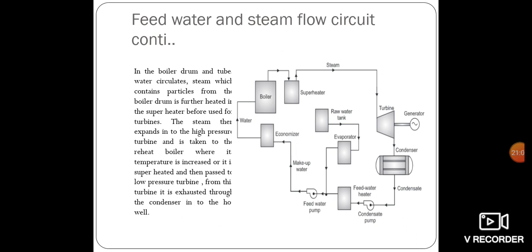Okay. So in the boiler drum, whenever the steam is generated, it is expanded in the steam turbine, and the energy is used to run or rotate the turbine. The remaining part of the steam which is generated is passed to the low pressure turbine. From the high pressure turbine, the steam is transferred to the low pressure turbine and then it is exhausted through the condenser.